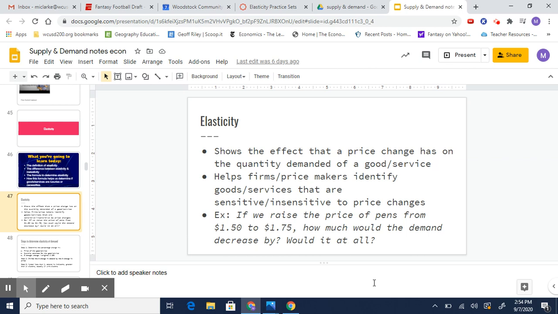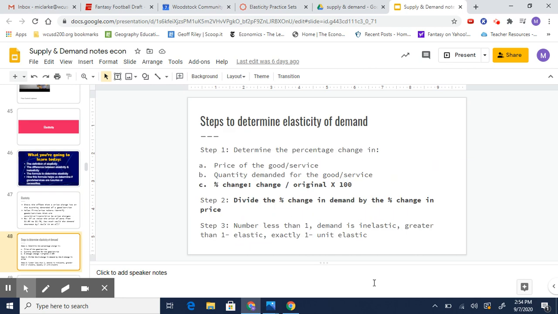And I give you the example there with the price of pens. If you were Bic pens and you want to raise the price of Bic pens from $1.50 to $1.75, if the demand would increase or decrease, we're going to learn about how to calculate that, all right? How to quantify it. So there's steps. Think back to when we talked about supply and demand with graphing supply and demand. I broke it into 3 steps. You could do the same thing here. Break it into a few steps.